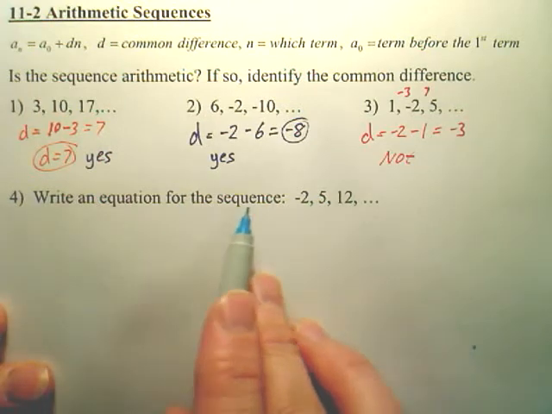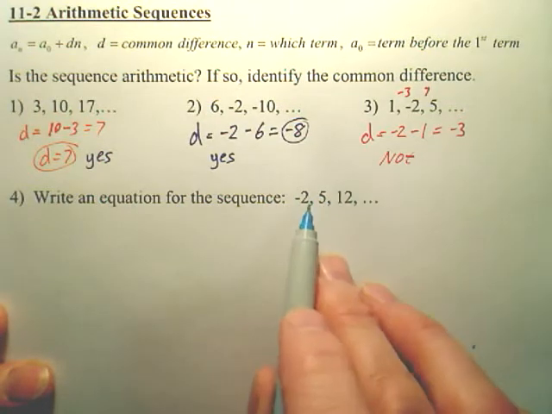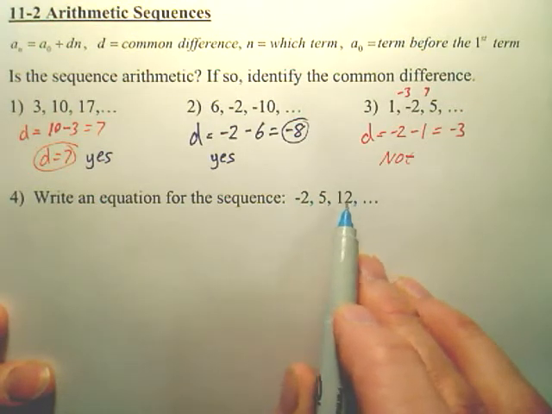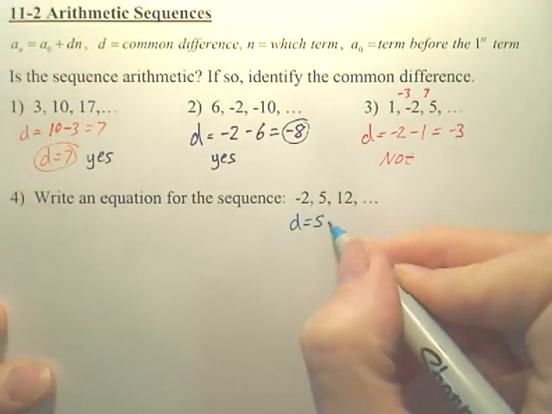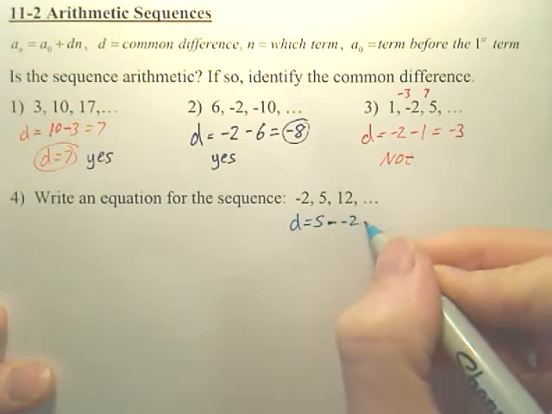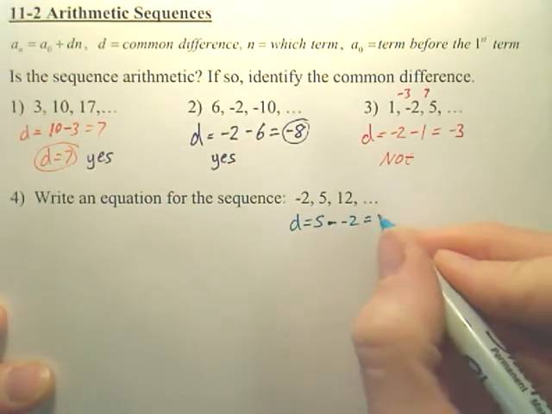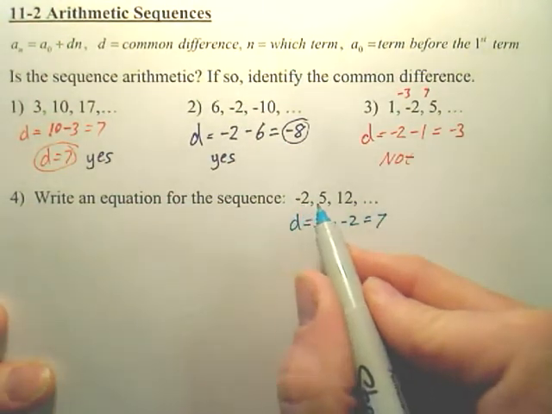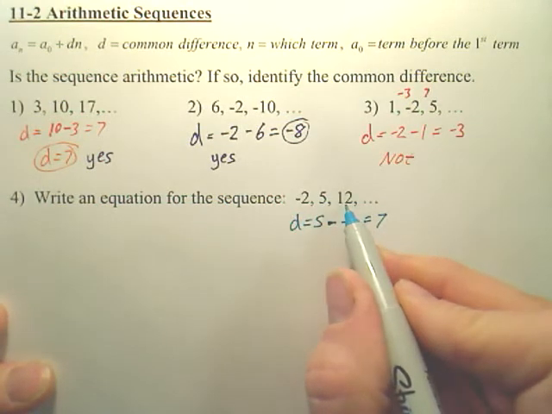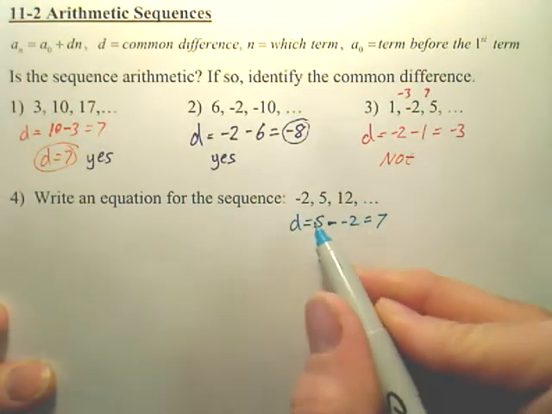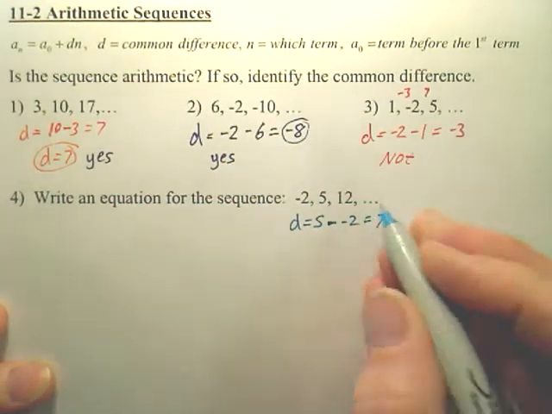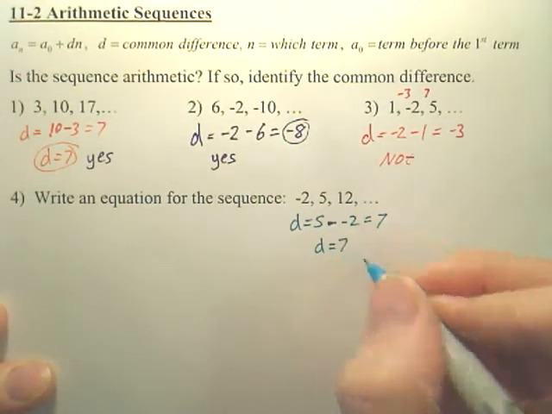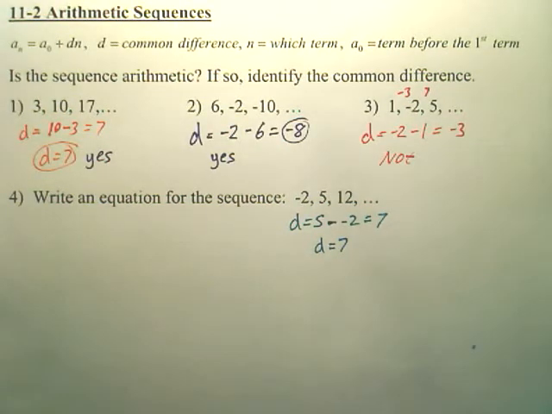Number 4, write an equation for the sequence. First of all, is this arithmetic? Let's check. Your common difference is 5 minus negative 2, which is what? 7. So that's 7. Is this from 5 to 12, do we have 7? According to the numbers we can see, it is arithmetic. It has a common difference of 7. D equals 7. So, we know it's arithmetic.